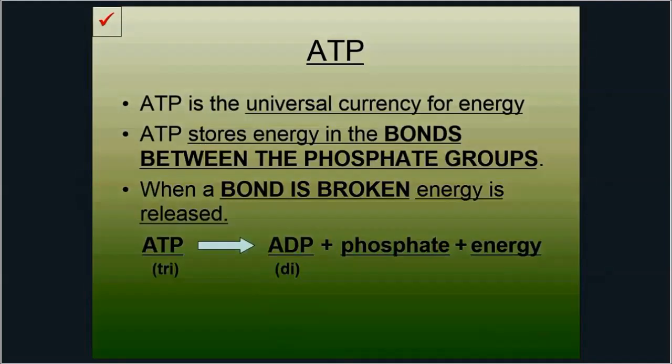3 phosphates attached. ATP is the universal currency for energy, and that energy is stored in the bonds between the phosphate groups. And when a bond is broken, one of those phosphates breaks off, and energy is released. So if you break one of those bonds off, you start with the ATP, or the adenosine triphosphate, and you convert that into ADP, or diphosphate, di meaning 2. And then when that extra phosphate is broken off, that's when you have your release of energy. ADP, the diphosphate, can absorb energy also and add another phosphate on to create that ATP again. So in your cells, this allows the cells to use just a little bit of energy at a time.